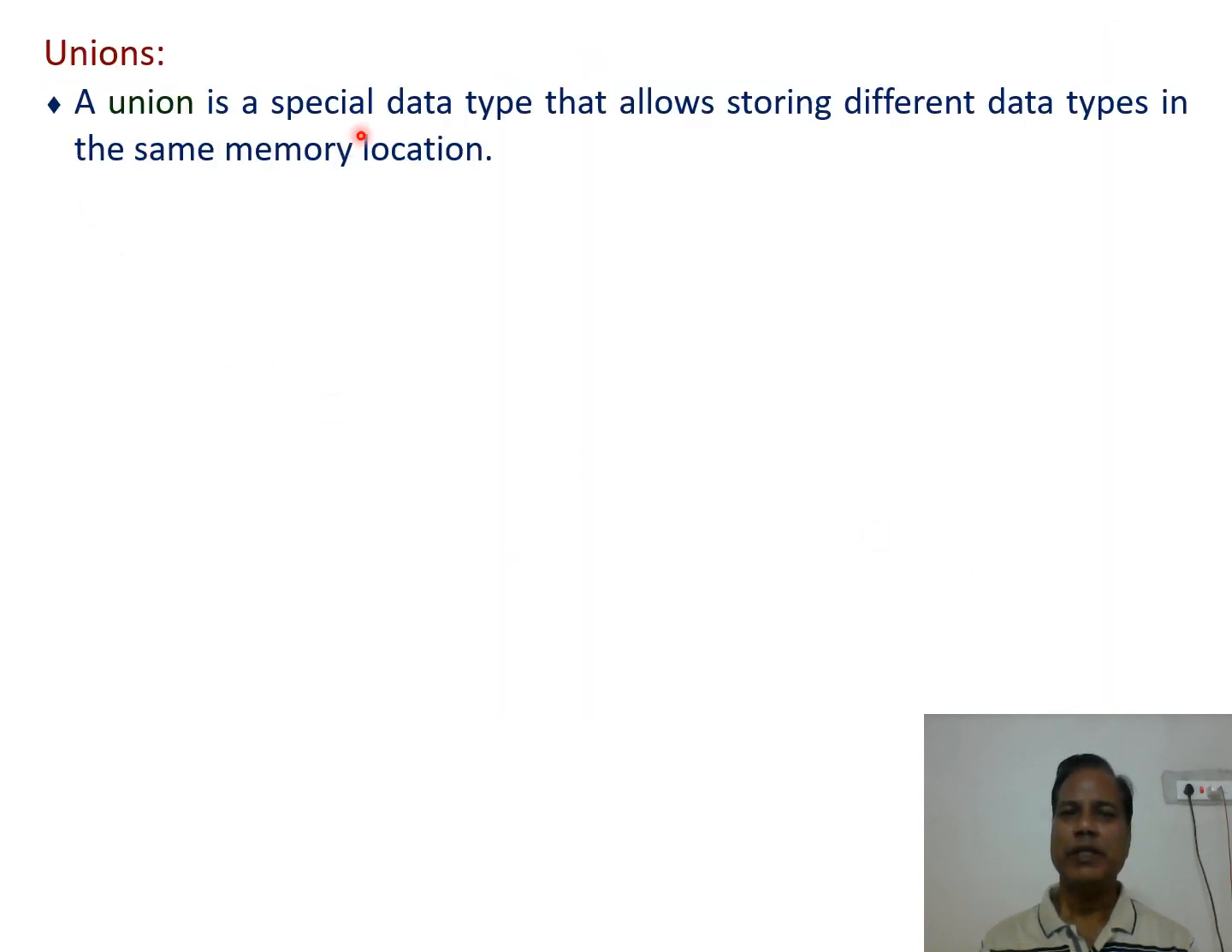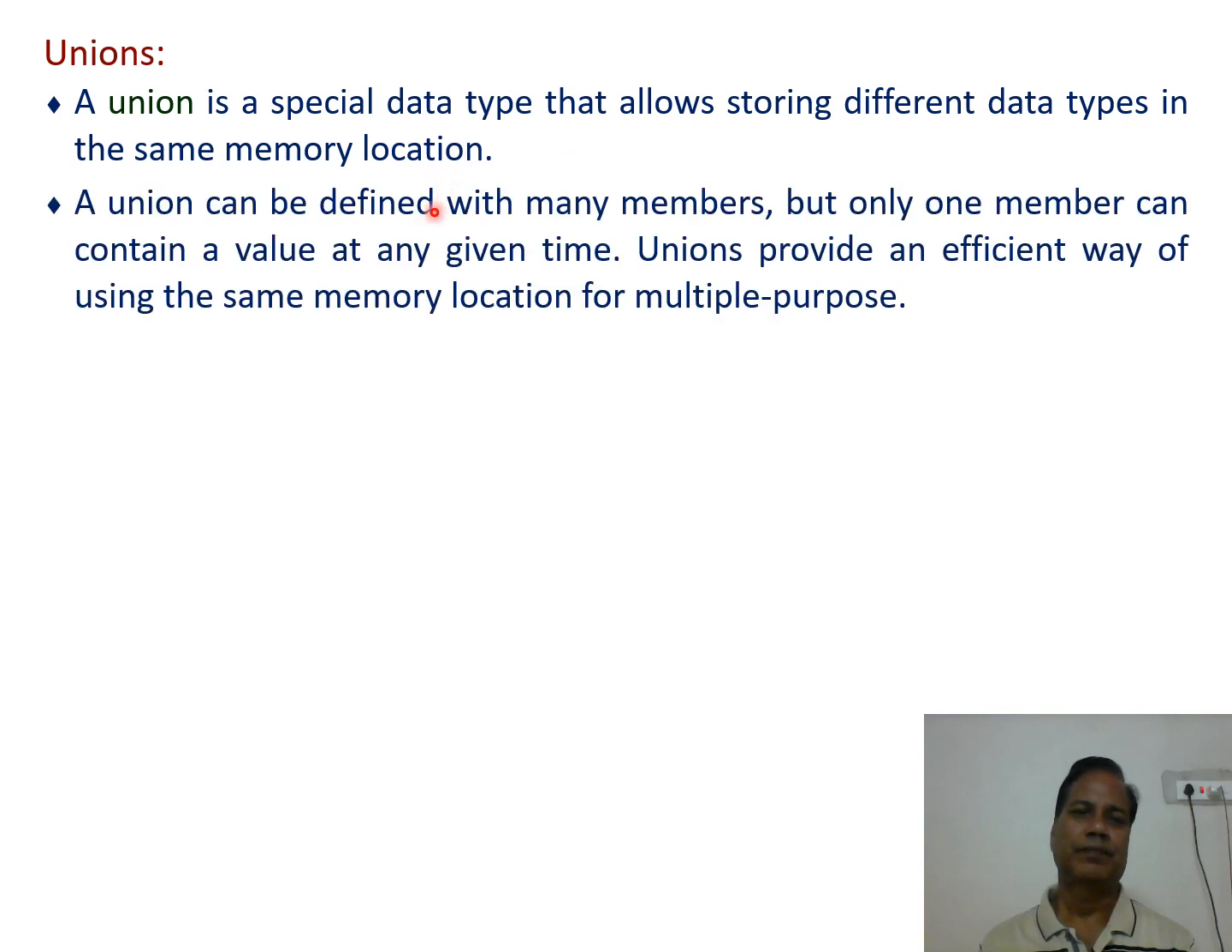A union is a special data type that allows storing different data types in the same memory location. A union can be defined with many members, but only one member can contain a value at a given time. Unions provide an efficient way of using the same memory location for multiple purposes.